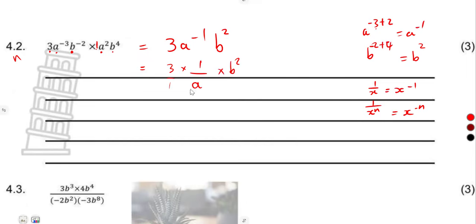So this is just like multiplying the numerators together. 3 times 1 times b squared. So it was going to be 3b squared over what? 1 times a times 1, that's a. So that is how you can write your answer as 3b squared over a.